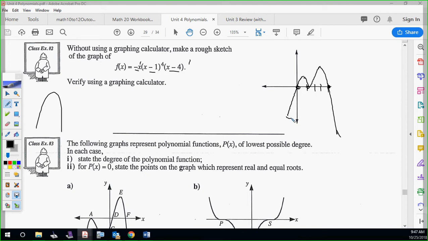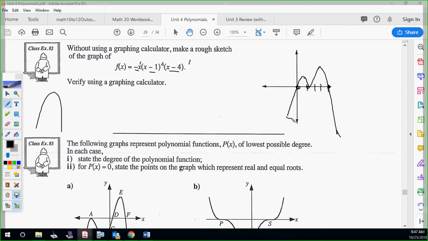Okay, look at that, looks negative, right? Down, down on both sides. Okay, that's how you can account for the negative. If that wasn't a negative in front, it'd be coming from the top. So it would go back down and then back through. Okay. You guys verify with your calculator, but I won't do that one this time.